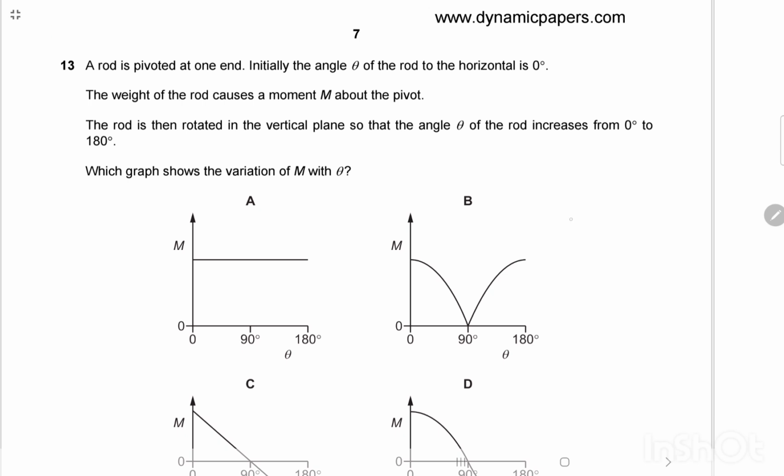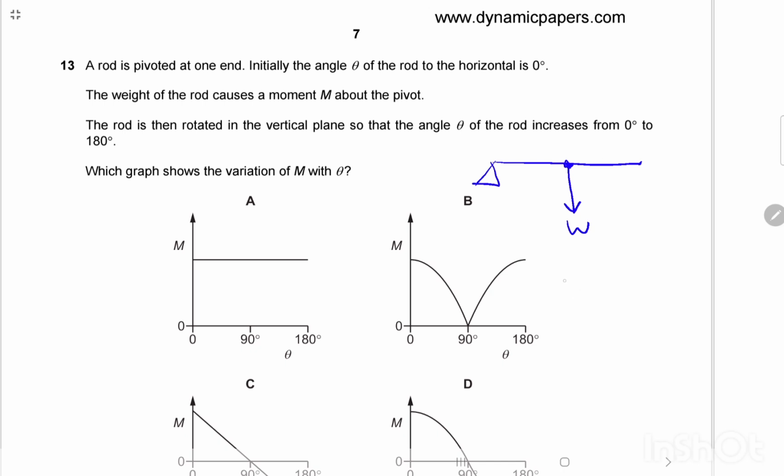So let's draw some diagram for the initial position of the rod. Initially, this is the pivot. The rod is making angle theta with the horizontal. Here you have the weight. The weight of the rod causes moment M. So that's the weight of the rod. So that's the initial position of the rod.